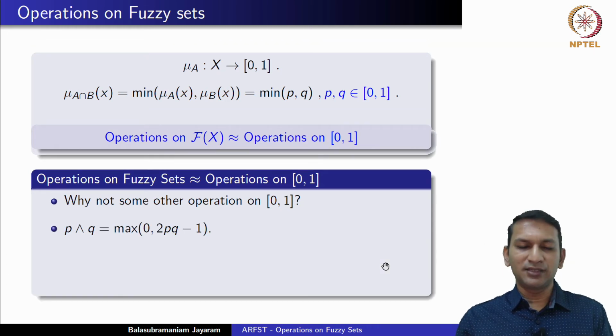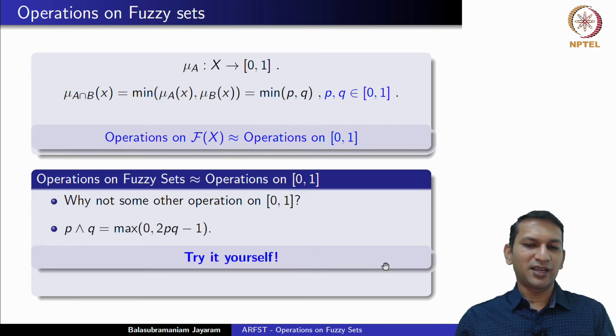Let's try another operation. What about interpreting P conjunction Q as max of 0, 2PQ minus 1? In this case, I would want you to try it yourself, maybe quickly in 30 seconds or so. Easily you can check, when you substitute different values for P and Q, what would be the output for this particular operation. Please restrict yourself to giving binary values for P and Q, just 0 and 1, essentially trying to check if the truth table for the conjunction of binary valued logic is being satisfied here or not.